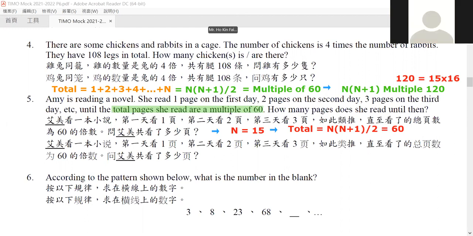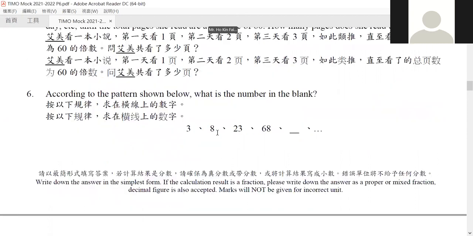Now let's go to question number 6. Now, again, in here we have some pattern: 3, 8, 23, and 68. What is the next number? Now this one is difficult. This is really difficult.